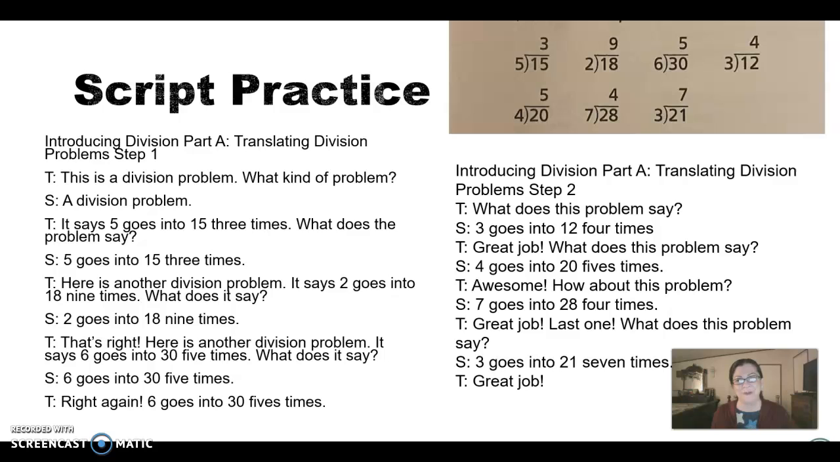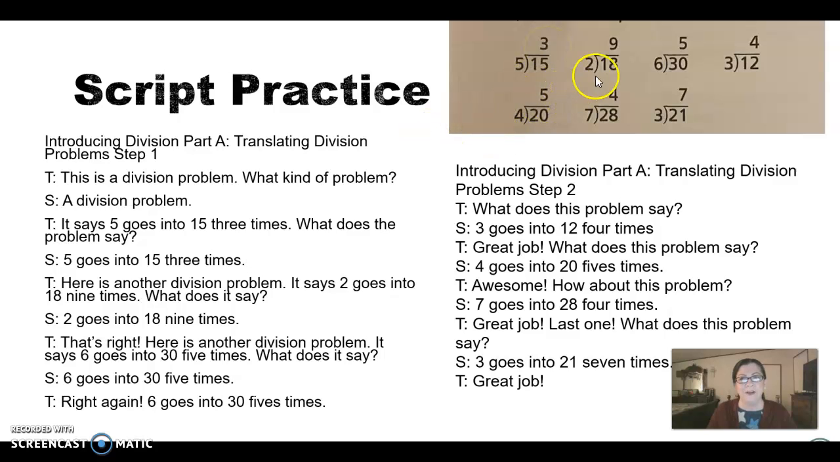And here is my script practice, and I will do my best to work through this. Okay, so this is a division problem. What kind of problem is this? A division problem. That's right. It says 5 goes into 15 3 times. What does the problem say? 5 goes into 15 3 times.